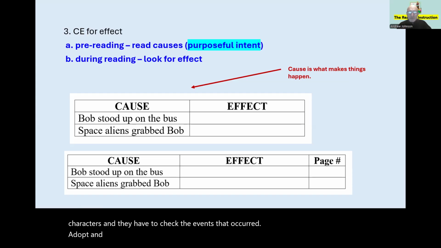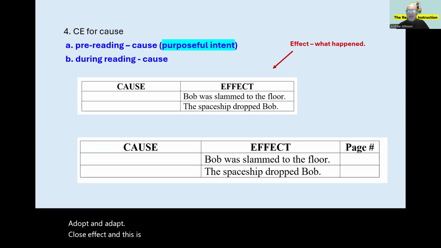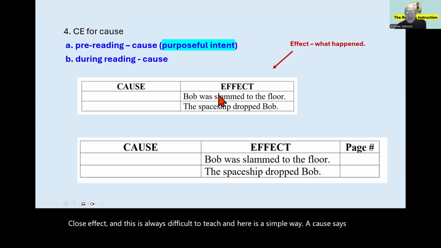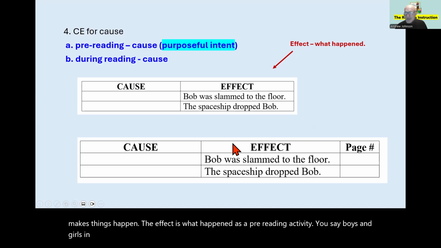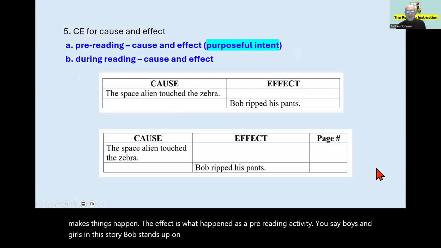The reading for purposeful intent. Some people like to have the page number at the end. Then, after I've done cause looking for effect, we have effect looking for cause. Effect is what happens. Boys and girls, in this story, these things happen. You do that as a pre-reading activity. We're going to read to see if we can find out what made Bob get slammed to the floor. They read, and during they can fill this out and the page number. And then eventually you can do cause and effect.